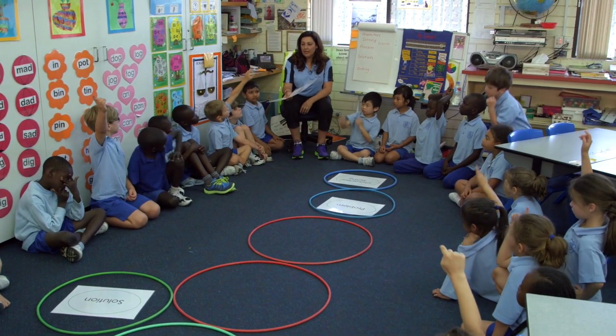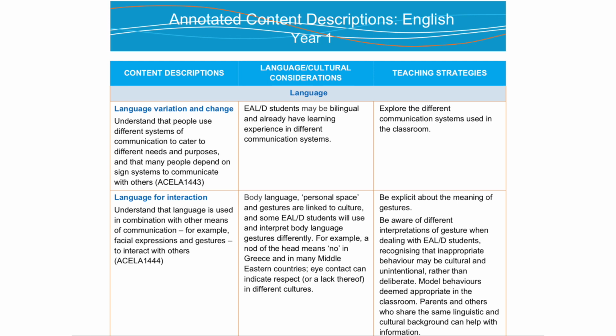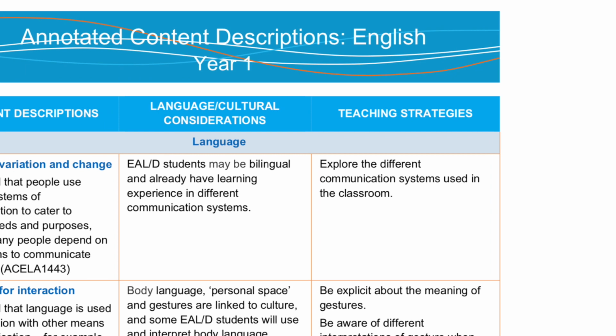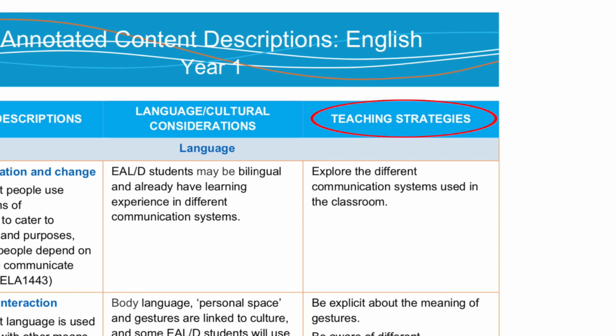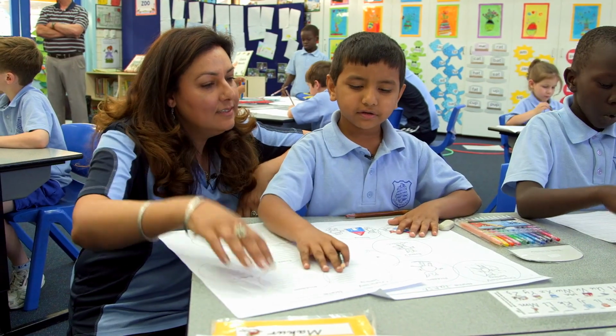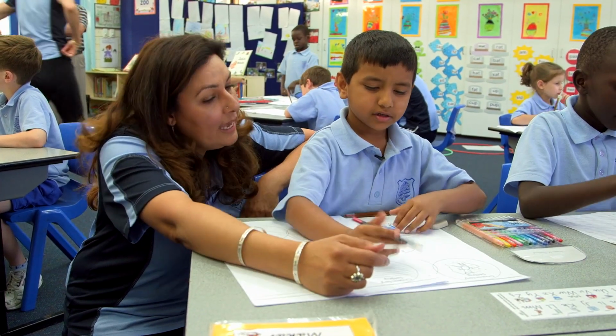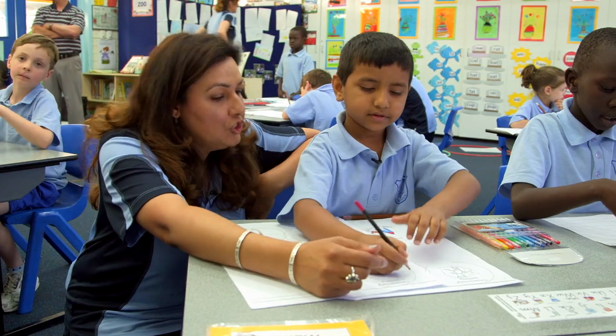To plan for this lesson, I used the Australian curriculum and I went to the Year 1 content descriptors for language and literacy. Then I matched that with the EALD annotations. I found the teaching strategies very helpful because they were able to support my teaching and give me insight into what I might think about as I'm planning for this lesson.